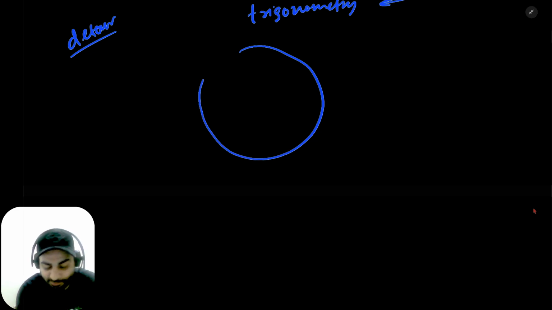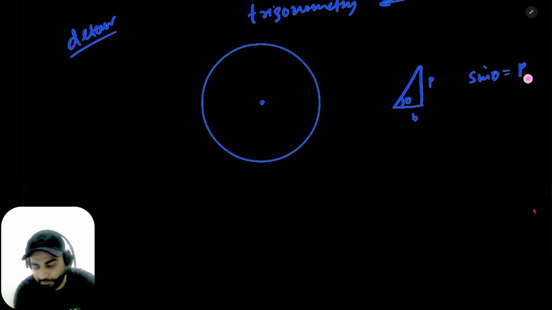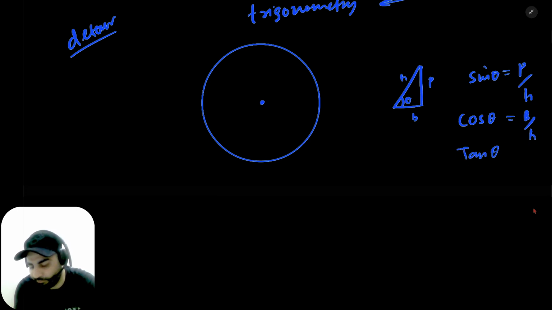So if this is the circle, let's suppose, and this is my center point. Usually you might have seen how we define sine and cos theta by triangles. We say that if we have a triangle, this is our perpendicular, this is our base, this is theta, and this is the hypotenuse, let's suppose h. Perpendicular by hypotenuse is sine of theta, base by hypotenuse is cos of theta, and then tan theta is p by b. So this is what you generally write.